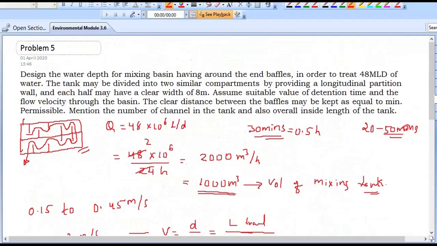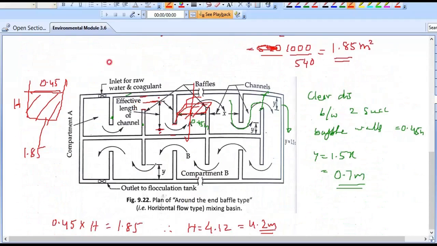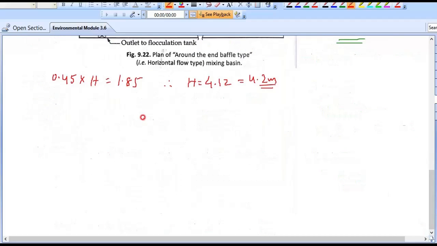Then we need to calculate at the effective length. In the problem it is given 8 meter is the width. Here in the problem it is given from here to here it is 8 meter, then half there and half here, means one opening will be reduced from that. Then effective length equal to 8 minus 0.7, this is your 7.3 meter.